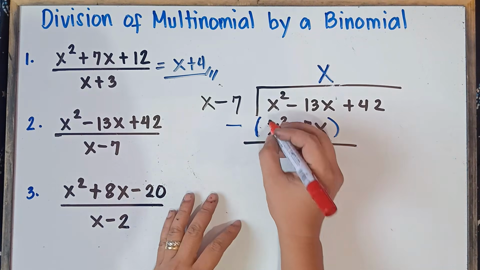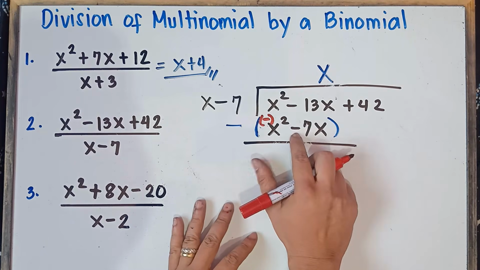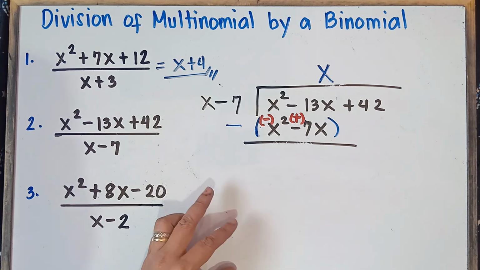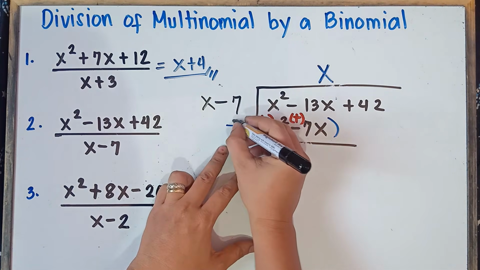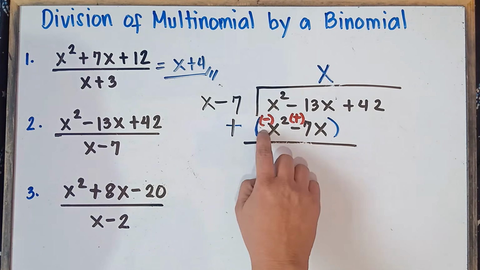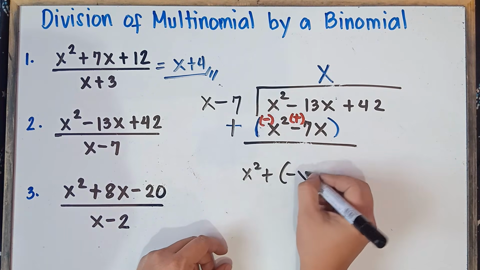So this becomes negative x squared. And then this is negative 7x, this becomes positive 7x. And then we proceed to addition. Instead of minus, we proceed to addition. Alright, so this will be x squared minus x squared. So once again, that would be x squared plus negative x squared.